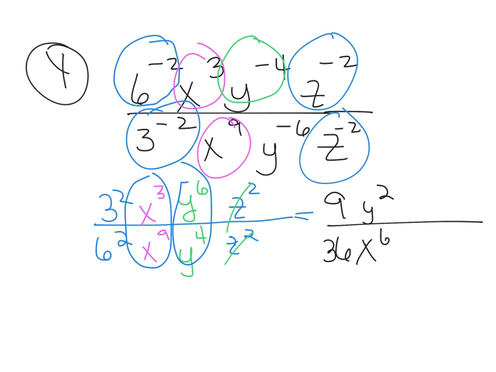The only thing I need to do now is I need to look at my coefficient, 9 and 36. That simplifies. 9 goes into 36 4 times. So therefore, my answer is on top, all I have is y squared. I don't need to put a 1 for the 9, it's just y squared. And then on the bottom, the 36 became a 4. And then x to the 6th. So my answer is y squared over 4x to the 6th.